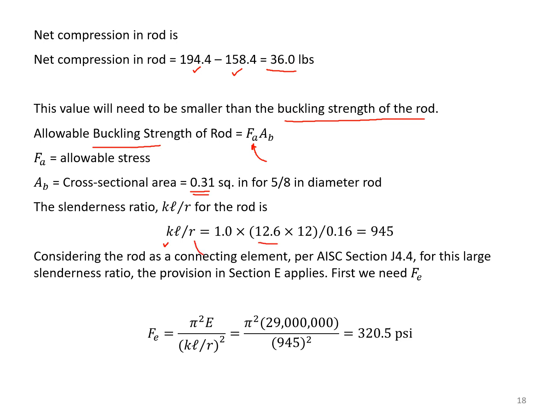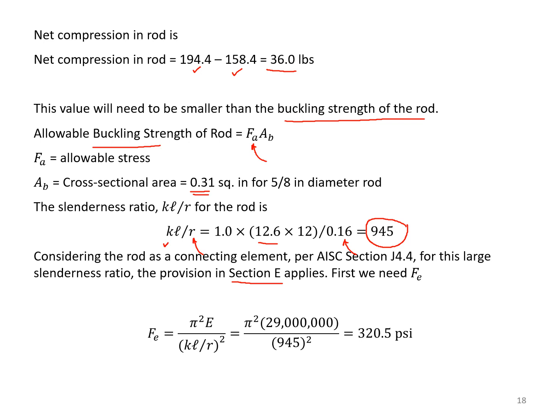And R is the radius of gyration of the cross-section of the rod. We consider a small circle with 5/8 of an inch in diameter. The radius of gyration is 0.16. And that gives us the slenderness ratio. As you can see, it's pretty large. So we consult with the AISC. Section J4.4 talks about how to find the buckling strength of members that have a very large slenderness ratio. And actually we follow the provision in section E of the AISC.